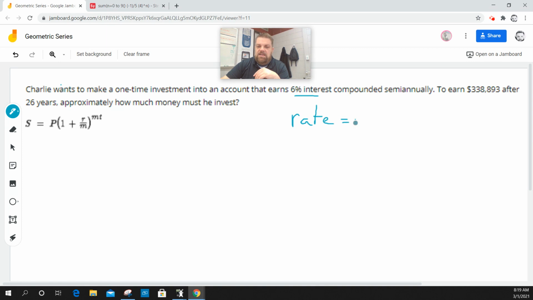but that is written as a decimal. So 6% is 0.06. Remember, you move the decimal over twice. Semi-annual, that's how many times a year you're going to do that. That's going to be n, and then n equals 2, because you're going to do it twice a year. Okay, that's what semi means. Semi means 2.